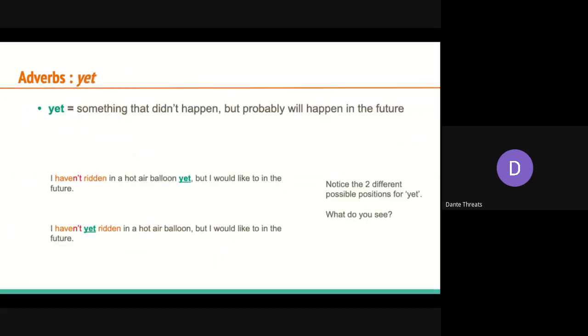All right. The adverb yet. Yet means something didn't happen, but will probably happen in the future. For example, I haven't ridden in a hot air balloon yet, but I would like to in the future. Okay. Or I haven't yet ridden in a hot air balloon, but I would like to in the future. Okay. Did you notice the two different possible positions for yet? Can you tell me what they are?